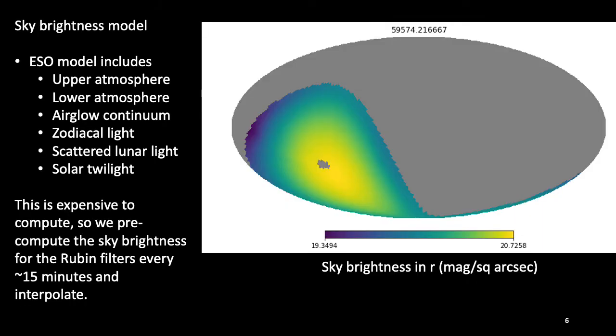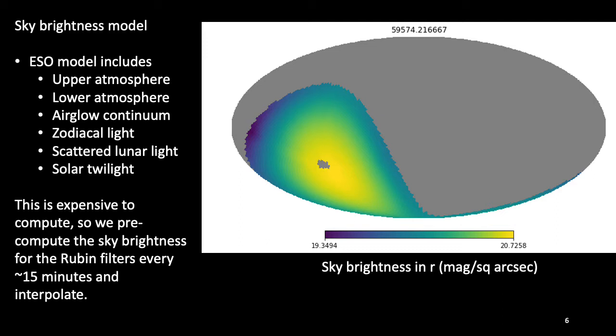All right, our sky brightness model includes lots of components: the upper atmosphere, lower atmosphere, airglow, zodiacal light, lunar light, and twilight. And here's a map, at a given time, in RA and Dec coordinates, of what the sky brightness looks like. And so it's faintest near zenith, and as you get to higher airmass, the sky brightness increases.